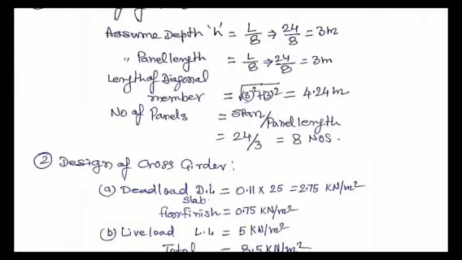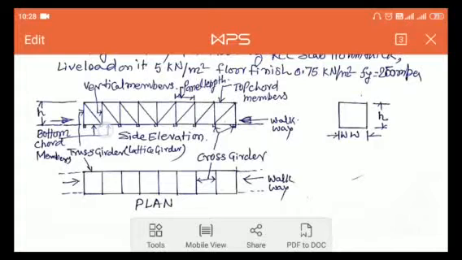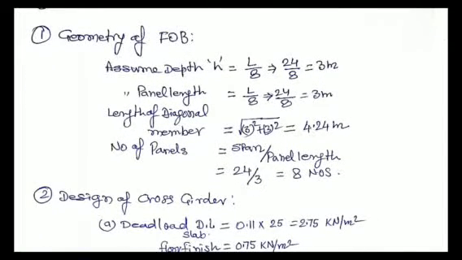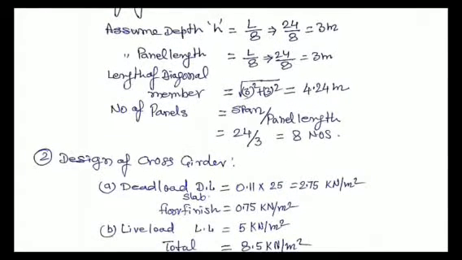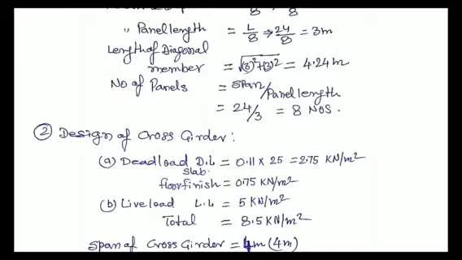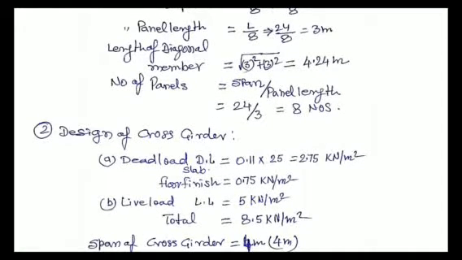Now panel length. Panel length means, as you are seeing here in these drawings, this is one panel length. This panel length is to be assumed as L by 8 again. So this is also 3 meter. Length of the diagonal member you can find out under the root of the sum of squares of the sides. So it comes out to be 4.24 meter. So number of panels: because the panel length is 3 meter, number of panels will be span divided by 3 meter. So total number of panels will be 8.